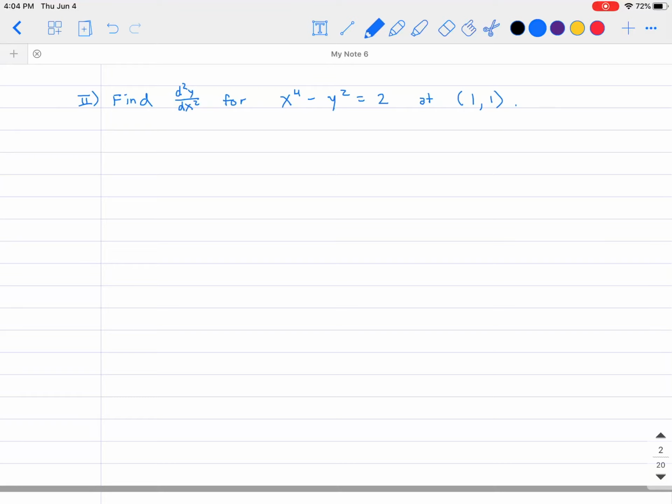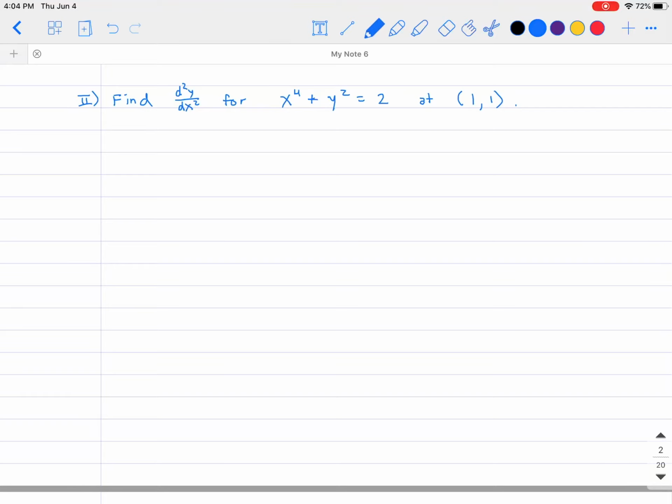Let's say this time I want to find the second derivative of this equation at (1, 1). Let me check that everything is okay. This is a small technicality, but it does matter: (1, 1) doesn't work here, because you get 1 minus 1 equal to 2. So let me change that equation to x to the 4th plus y squared equals 2, at (1, 1).